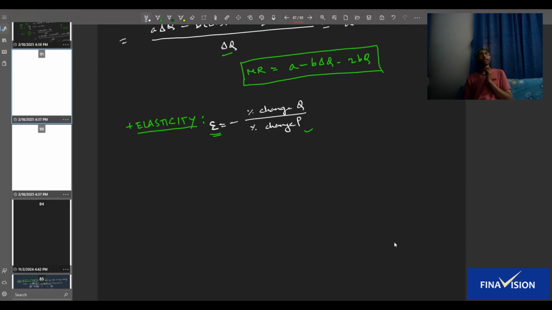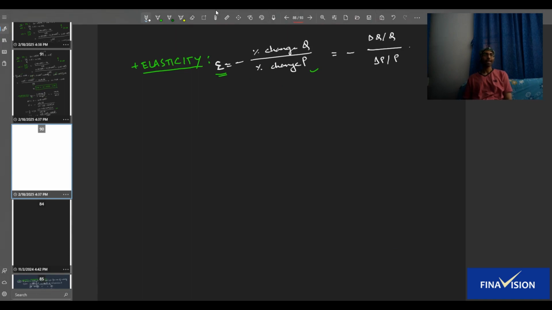We can also write it this way. This is equal to minus of (del Q by Q) divided by (del P by P). The marginal revenue MR has an interesting relationship with this epsilon. This is given by P multiplied by (1 minus 1 by epsilon).